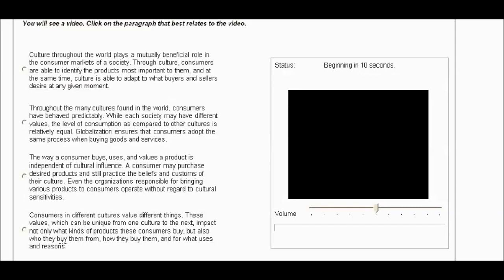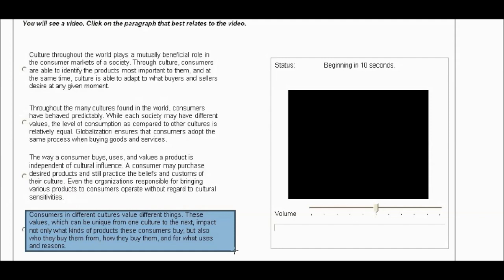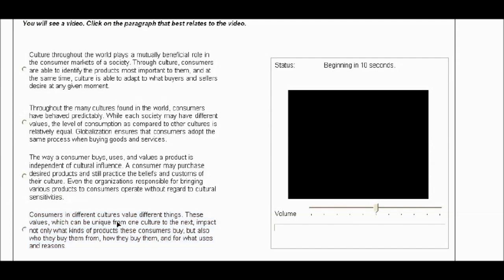So the final paragraph is this. Consumers in different cultures value different things. Yeah, that is okay, that is what they said in the lecture. These values, which can be unique from one culture to the next, impact not only what kind of products these consumers buy, but also who they buy them from, how they buy them, and for what uses and reasons. Yeah, this summary is almost similar to the lecture. So this is the right answer.